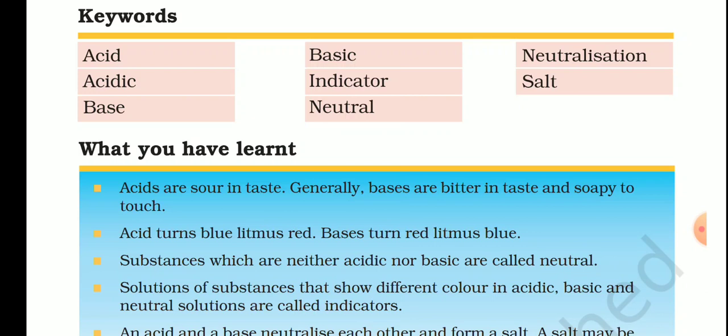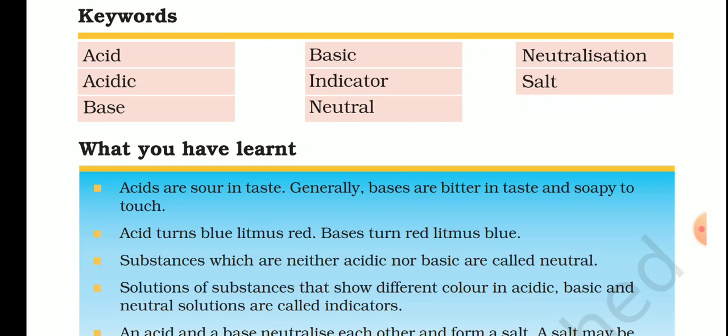Then comes neutral. What do you mean by neutral? When a substance is neither acidic nor basic in nature, then that substance is said to be neutral. Then we studied the neutralization reaction. I told you that it is a chemical reaction in which acid and base mix with each other and neutralize each other to form salt and water. This process is called a neutralization reaction. Then salt is the result of the neutralization reaction.